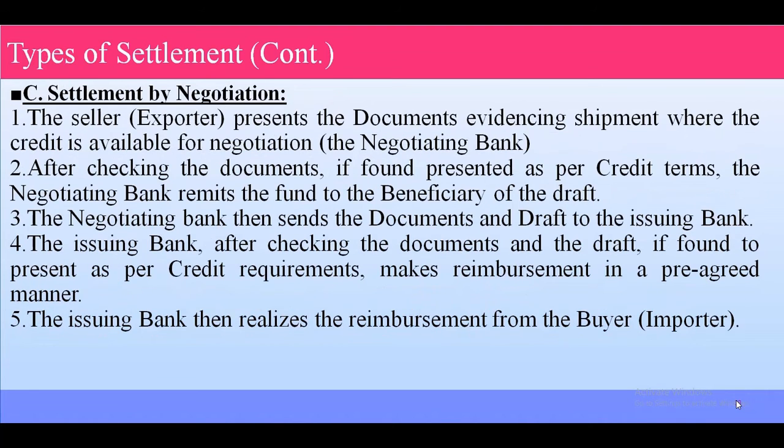C. Settlement by negotiation. 1. The seller, exporter, presents the documents evidencing shipment where the credit is available for negotiation, the negotiating bank. 2. After checking the documents, if found presented as per credit terms, the negotiating bank remits the fund to the beneficiary of the draft. 3. The negotiating bank then sends the documents and draft to the issuing bank. 4. The issuing bank, after checking the documents and the draft, if found presented as per credit requirements, makes reimbursement in a pre-agreed manner. 5. The issuing bank then realizes the reimbursement from the buyer, importer.